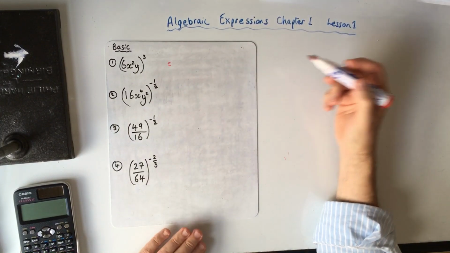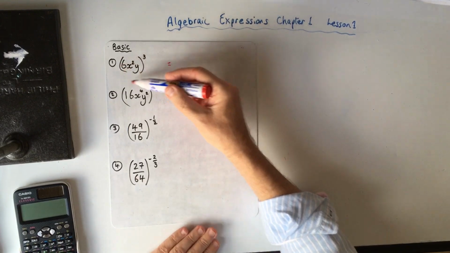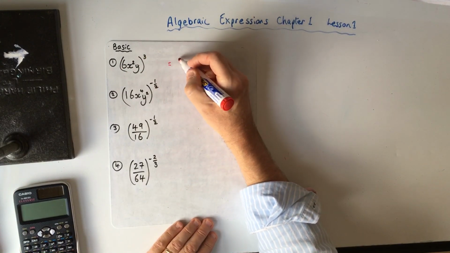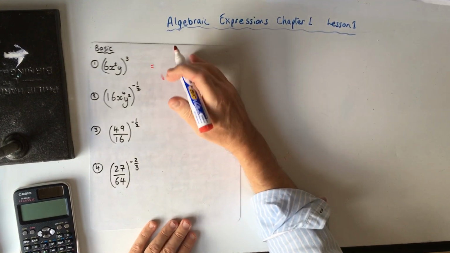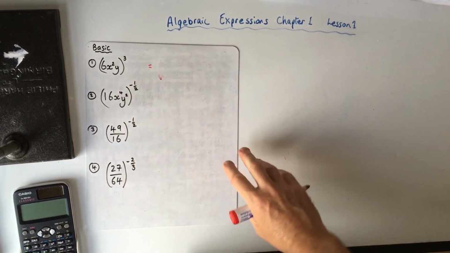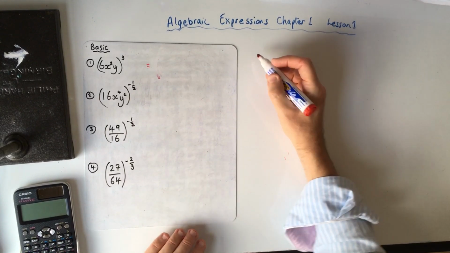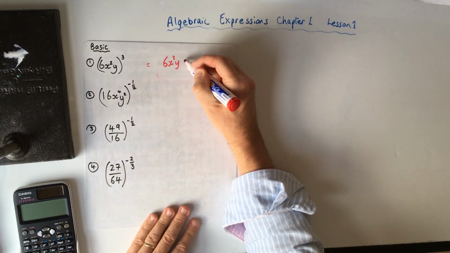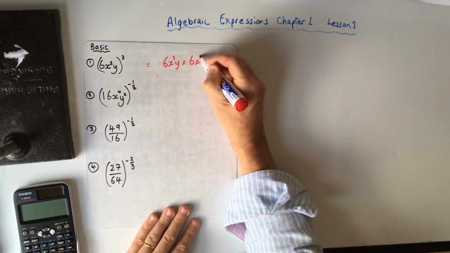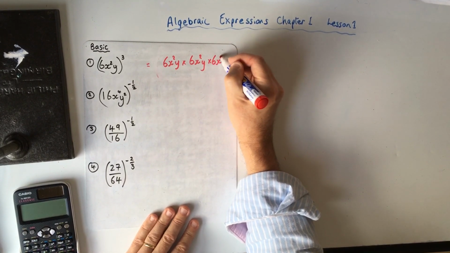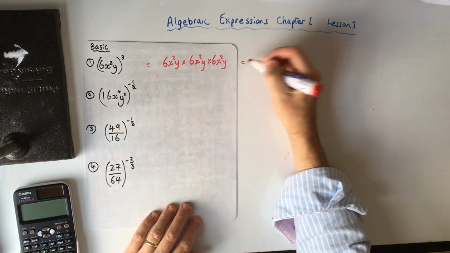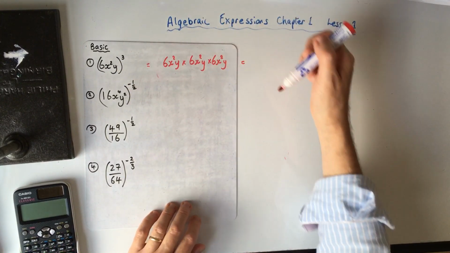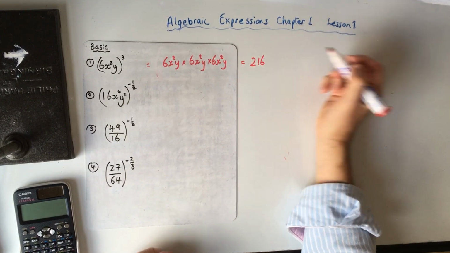So this first one, it's all of this cubed, isn't it? If you wanted to, you could write it out in full as 6x squared y times 6x squared y times 6x squared y. So it's 6 times 6 times 6, which is 36, which is 216, I think. I don't know.